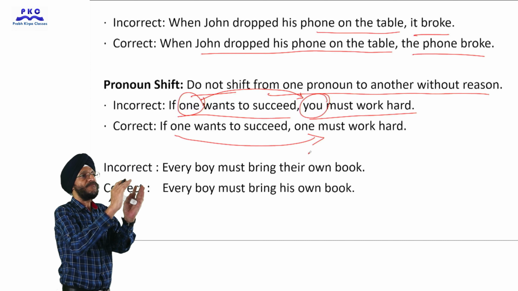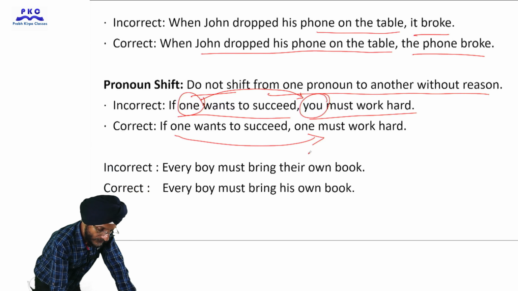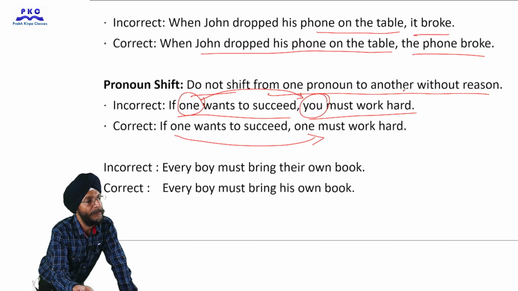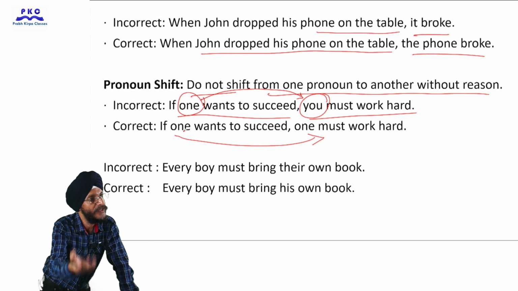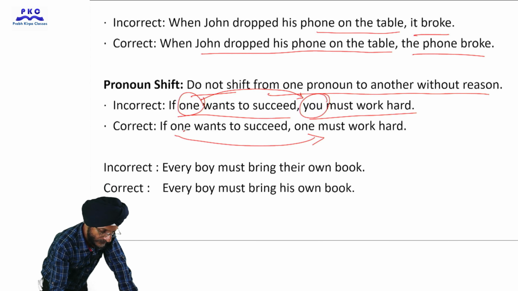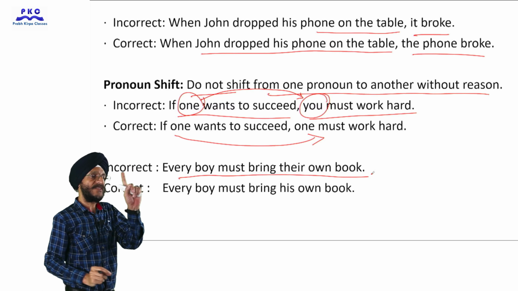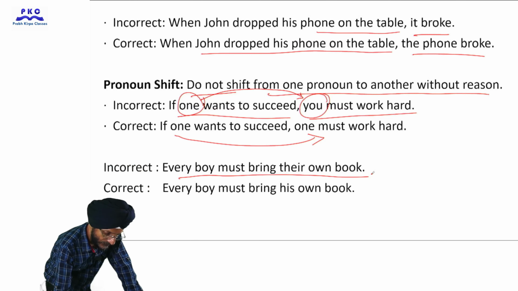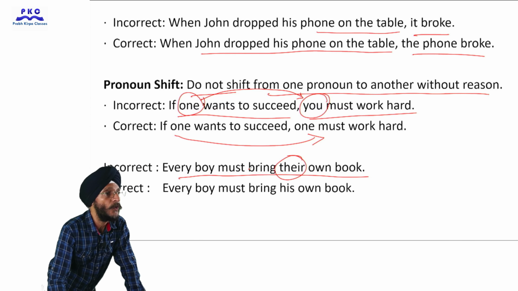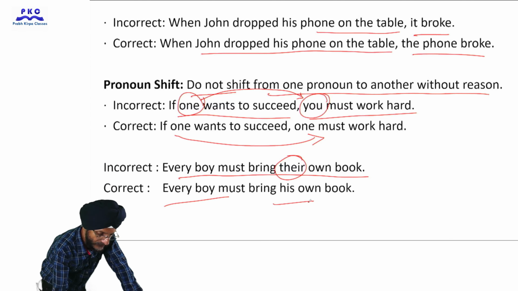We are not to change the person of the pronoun. If it is in first person, then the pronoun is to be in first person. Here the noun was in third person, so accordingly we have to use third person. Every boy must bring their own book. Every boy means an individual boy, a single boy. It is to be treated as a single unit. So we are not to use "their", because it is plural. We are to use singular: Every boy must bring his book.